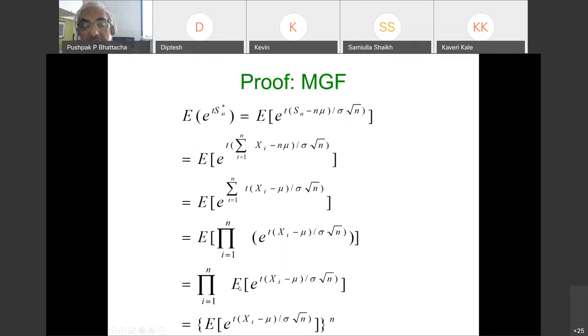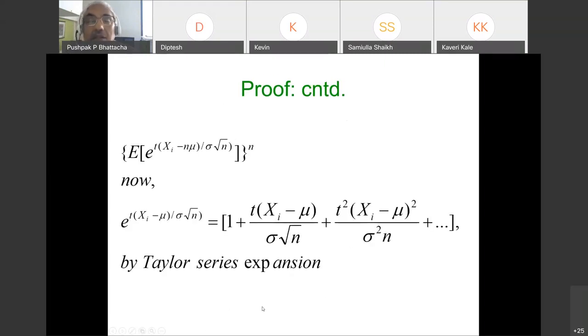So now this is the product of the expectation of e to the power this quantity. Each of these xi's is identically distributed, with the same mean and sigma. So I can take all these products and raise them to the power n. It is like a to the power x1 into a to the power x1 into a to the power x1, up to n times. So I raise it to the power n.